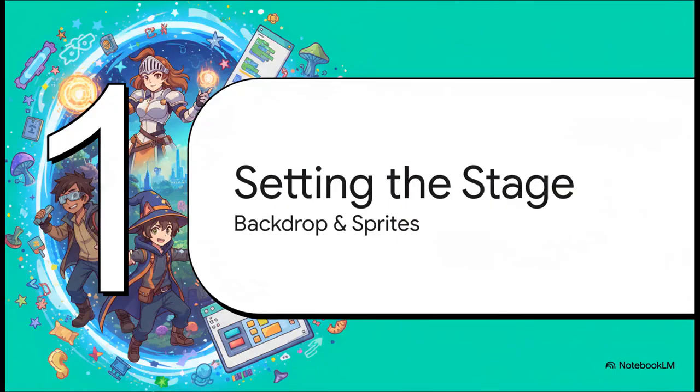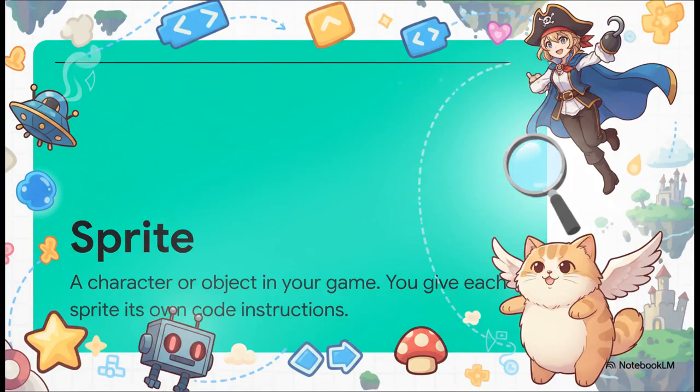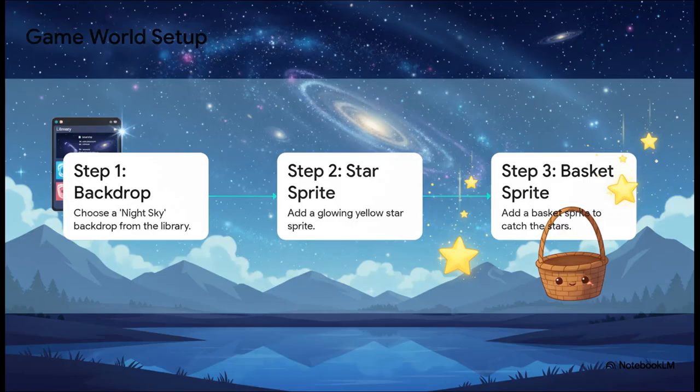Okay, so every great adventure needs a setting, right? So our very first step is to build the world our game lives in. We'll start with the background and our main characters. Now, before we add anything, let's talk about a key term you're going to hear a lot: sprite. In game design, a sprite is basically any character or object in your game. Think of them like actors on a stage, and you're the director, giving each one a script, which is just their code to follow. All right, let's get our game world set up.